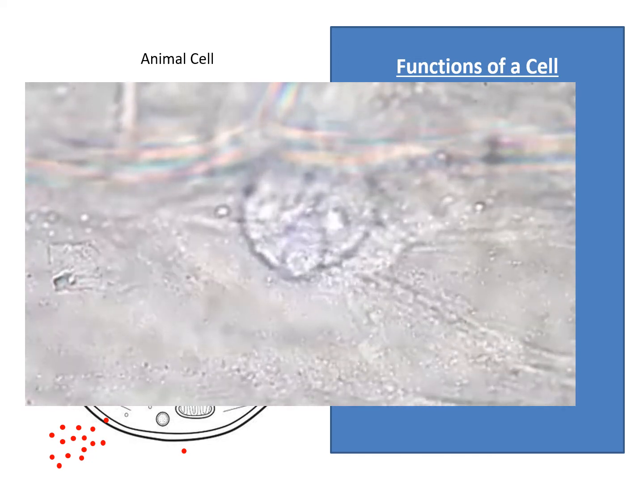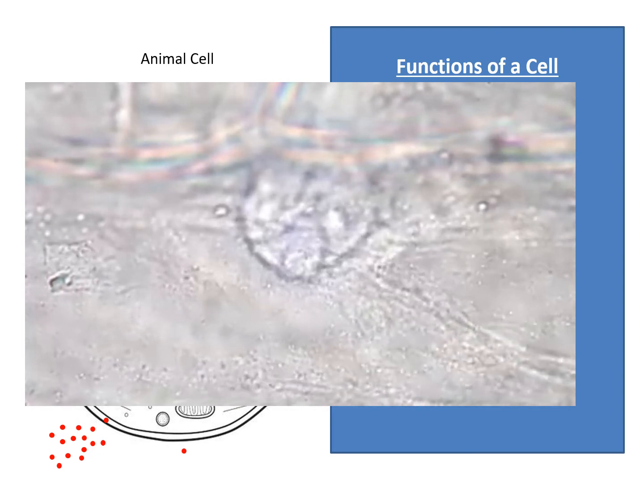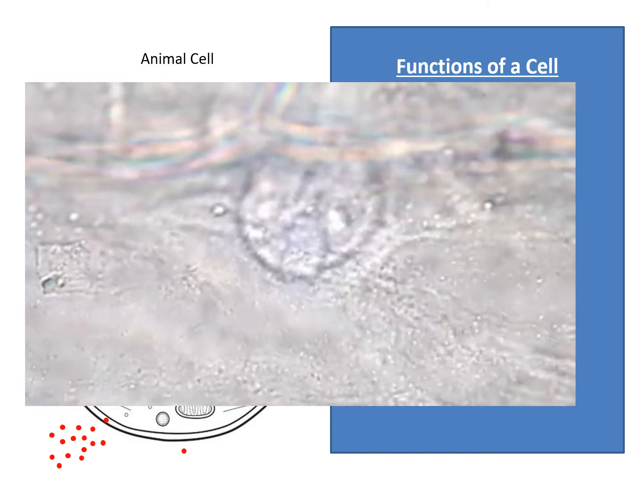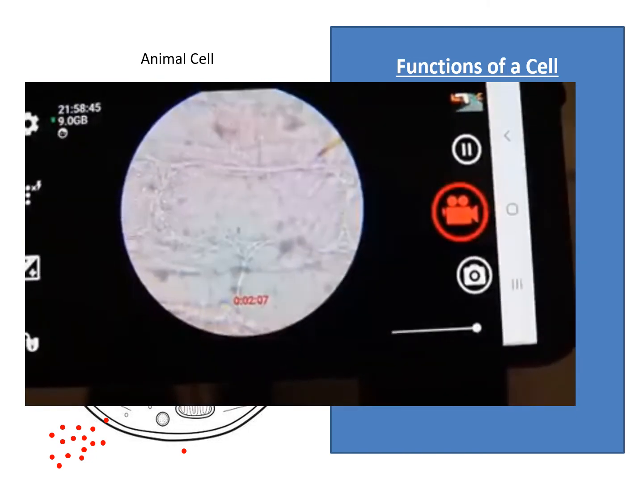So that is basically what happens when we eat an onion, or any cell for that matter, any fruit, any vegetable. Never forget there is still quite a little bit of movement going on in your mouth when you chew it.